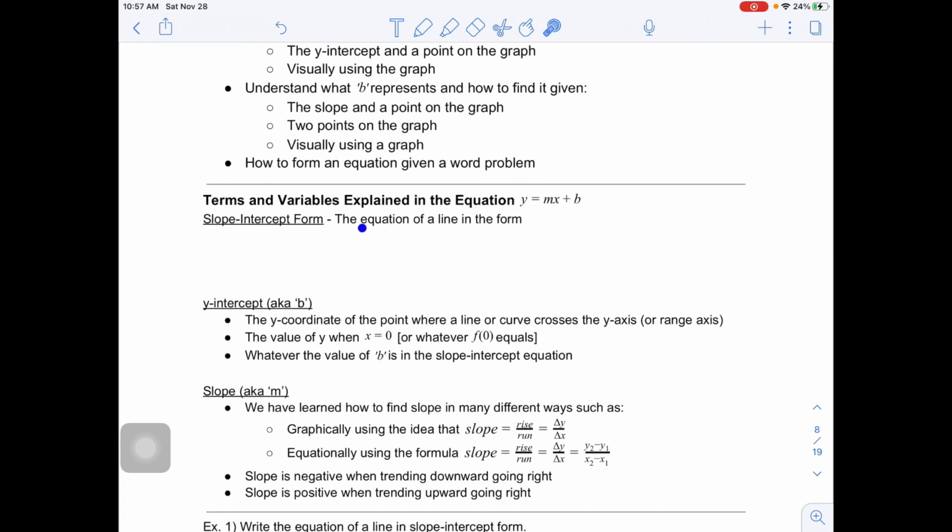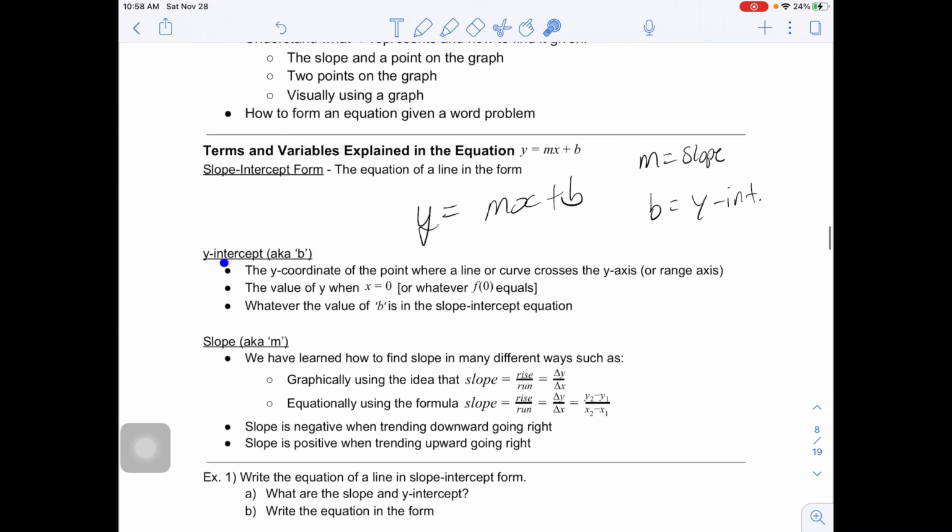So slope-intercept form is the equation of a line in the form y equals mx plus b, where m is your slope and b is your y-intercept. These are two things that you've already learned how to find. It's a matter of simply plugging them into your equation at this point. So remember, this is just information that we already know.